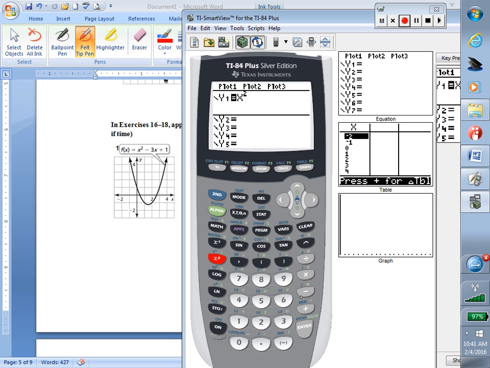Be careful when you do the minus, the subtraction. The subtraction key is over in the far right-hand column. Down at the bottom is a negative sign, the negative key. They're not interchangeable. We have to use subtraction. And then we want 3, back to the same x key, plus 1.